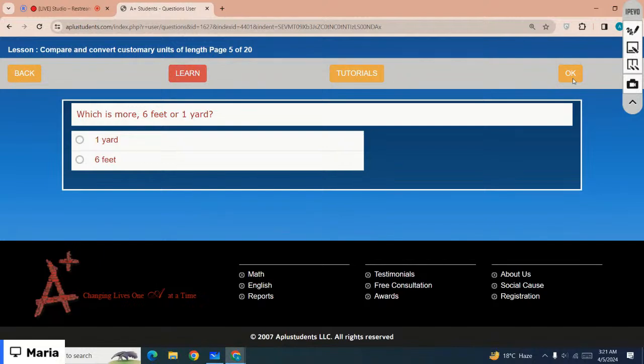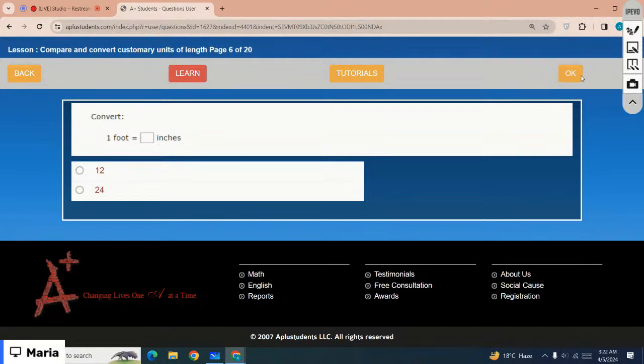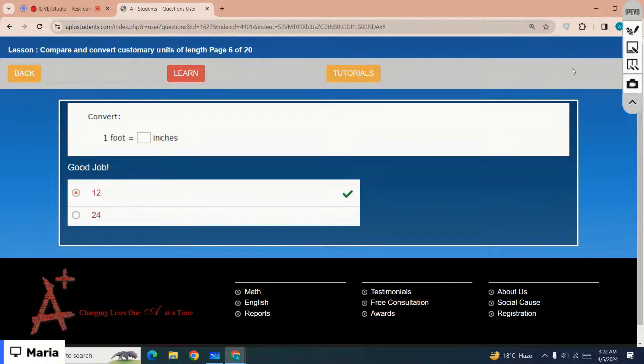I think 6 feet is more because 1 yard equals 3 feet. So 6 feet is obviously then more, right? Okay, 1 foot equals how many inches? 1 foot equals, I think 12 inches. The correct option is 12 inches. 1 foot equals 12 inches. The correct option is option number one.